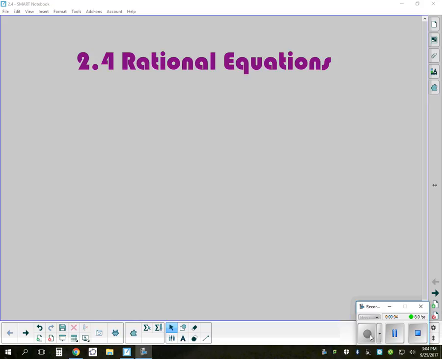Okay, we're on to 2.4 rational equations. Hopefully you remember what the word rational means when it comes to math. It is a number that can be written as a fraction. So we're going to talk about some equations with fractions in them. But there's something special about the fractions.